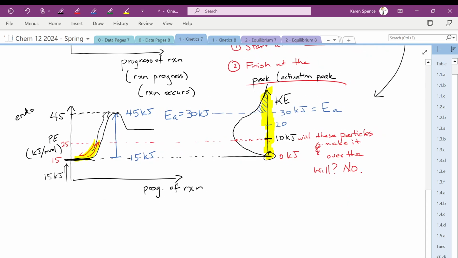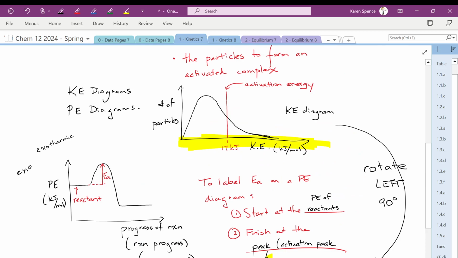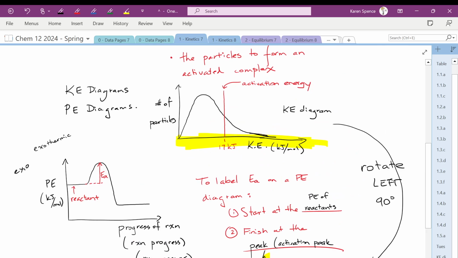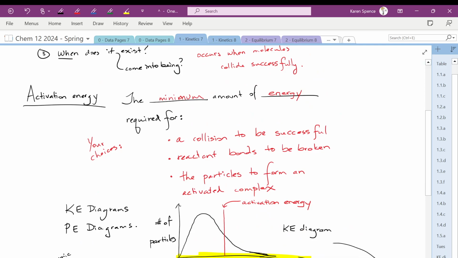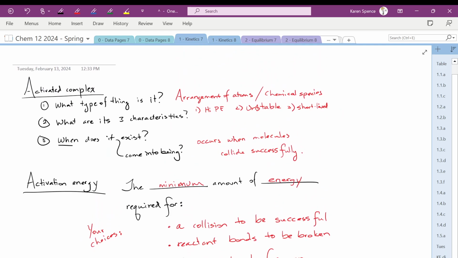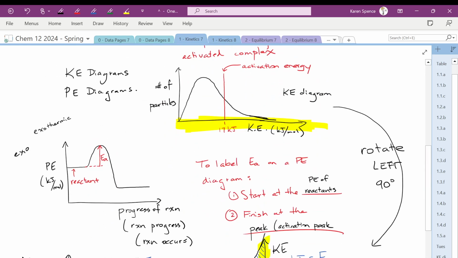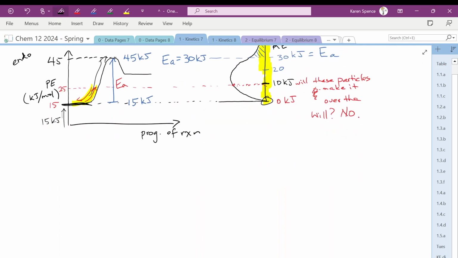Okay, so that was our activation energy. So you can now label it on a kinetic energy diagram. You can label it on a potential energy diagram. Here's our activation energy here. Our third term, we had the activated complex, we have the activation energy. Even worse, now we have one called the energy of the activated complex.